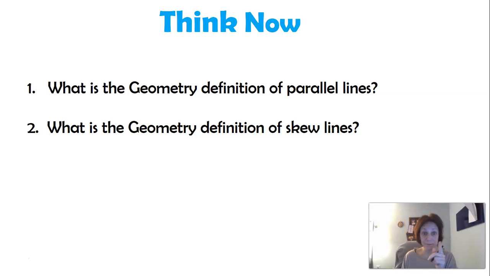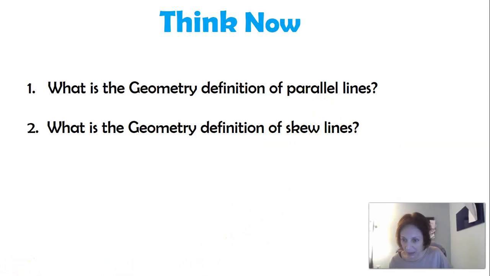Okay, so first things first, let's answer these two questions. What is the geometry definition of parallel lines, and what is the geometry definition of skew lines? So again, that's from yesterday. Let's recall what we mean in geometry when we say parallel versus skew. And don't stop at they don't cross, because that's true of both types of lines. In geometry, we have to be much more specific. Okay, so hopefully you remembered yesterday the difference.